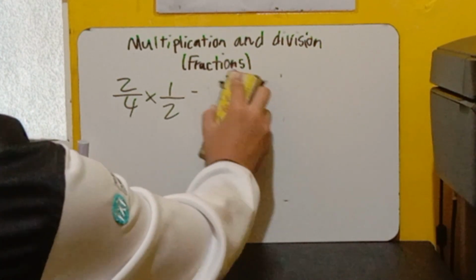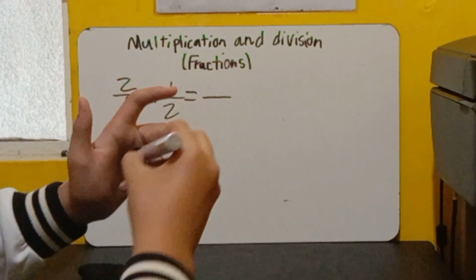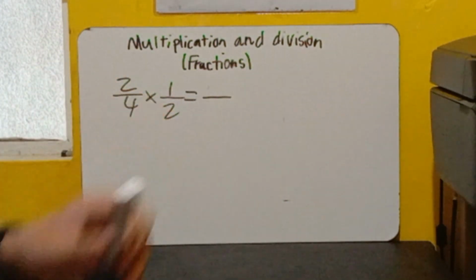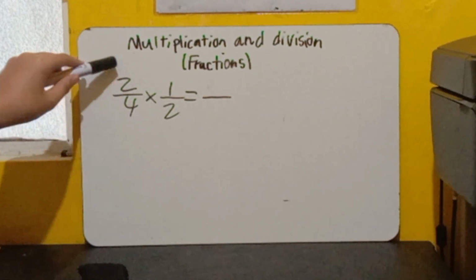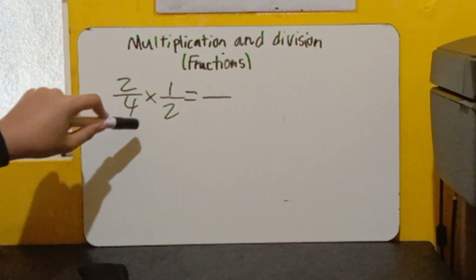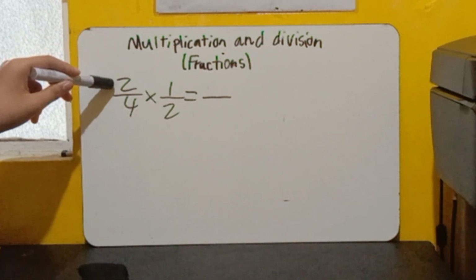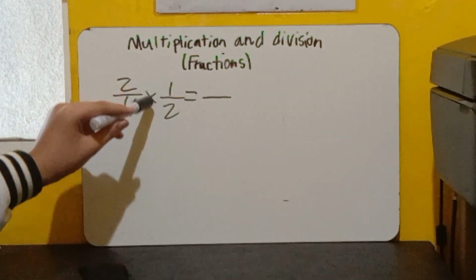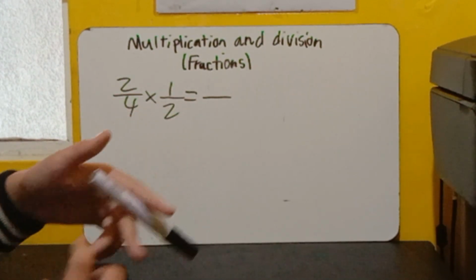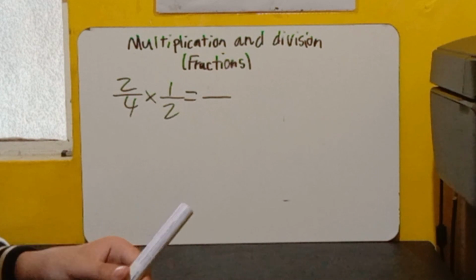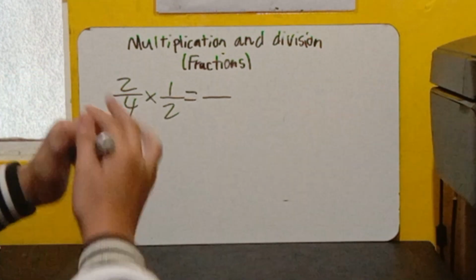Now, there's actually a faster way to solve multiplication of fractions. Take 2/4 times 1/2. In the first fractional number, the numerator is 2, and in the second fractional number, the denominator is 2. So this is like simplifying. If you see the same numbers in the numerator and denominator, you cross them out. So we cross these 2 out.